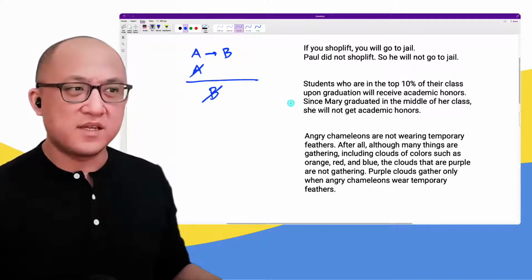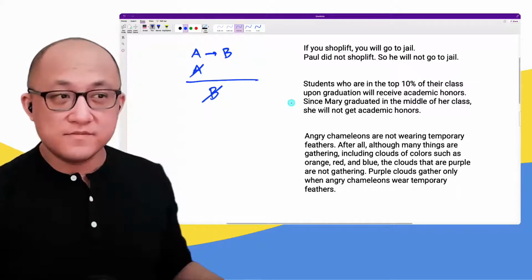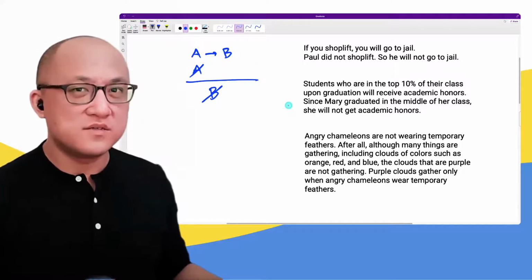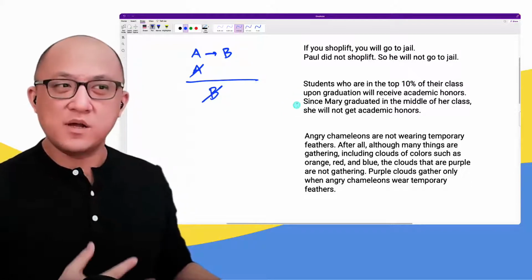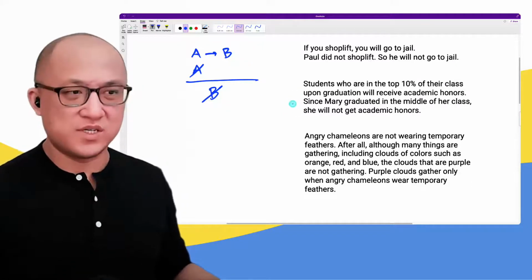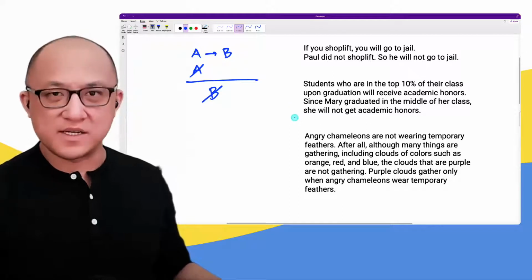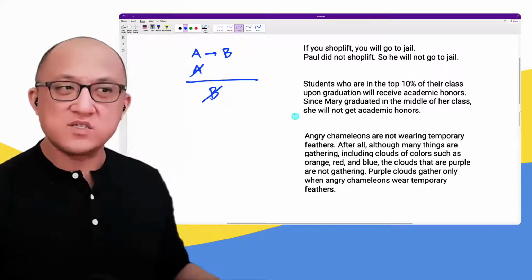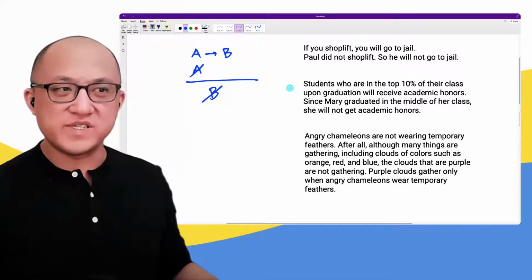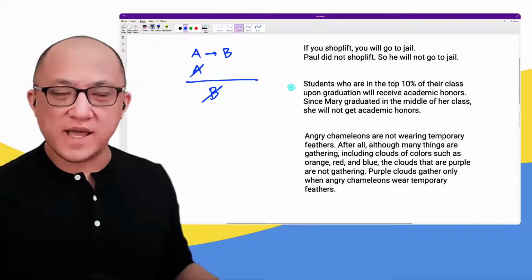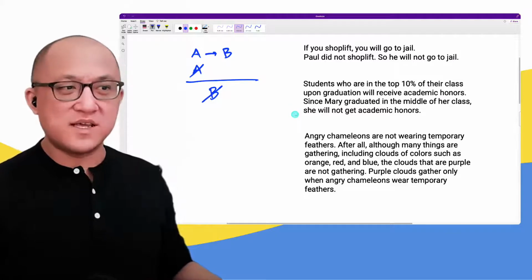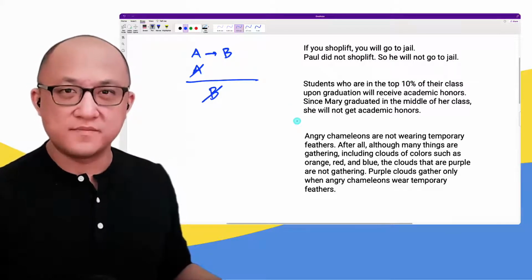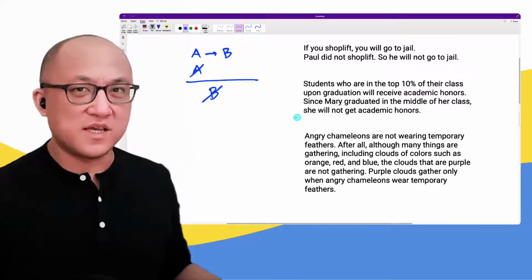Did you guys recognize that it actually is a similar argument, isn't it? How come we can't conclude that she won't get academic honors? I mean, doesn't the rule say students in the top 10% of their class on graduation will get academic honors, and she's in the middle, right? So why doesn't that mean she won't get academic honors? Can you guys think about that?